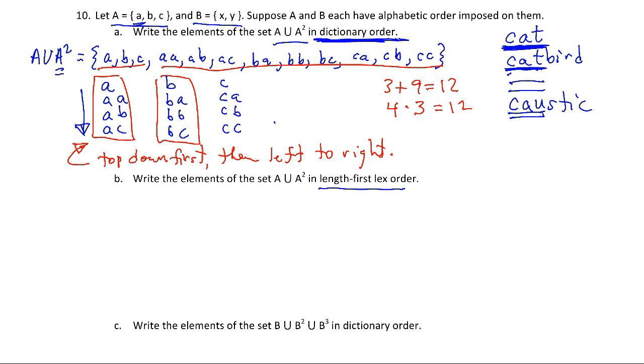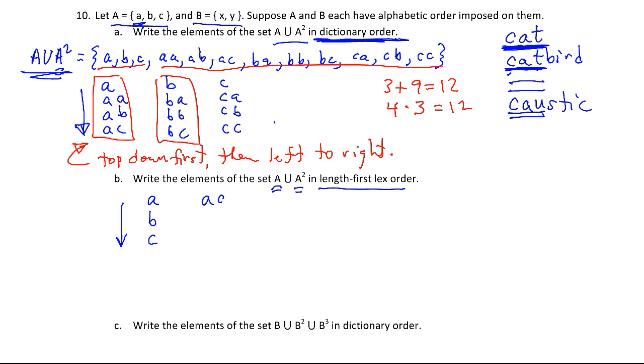Okay, and so that's part A. Part B starts with: write the elements of set A union A squared in length first Lex order. Well, that's the order that I had when I first made the set. So length first Lex order starts with the short ones first, and then goes into Lex order for all those with length 1, and then it does Lex order with all those of length 2.